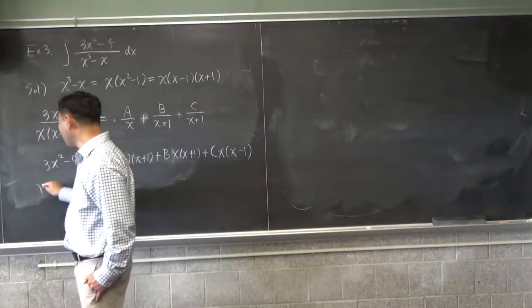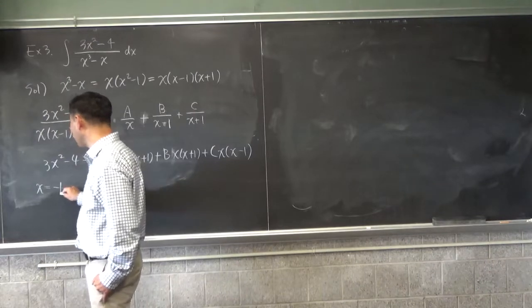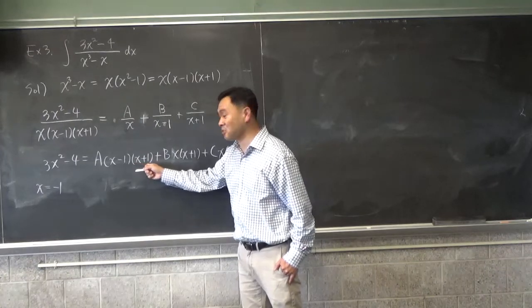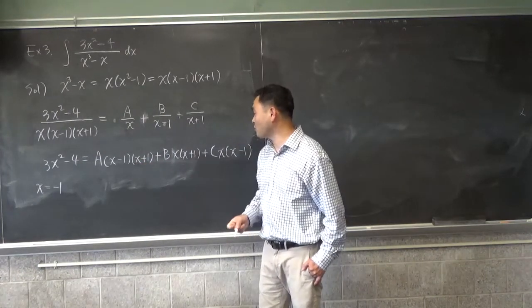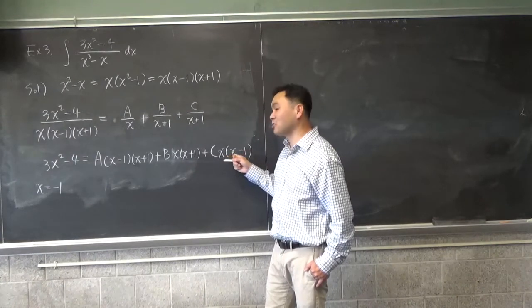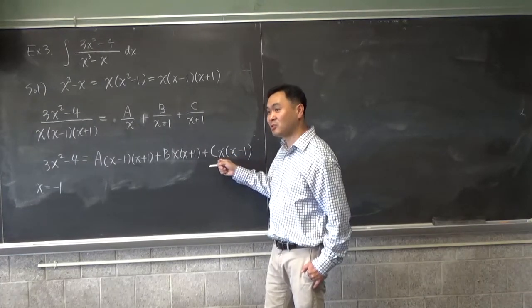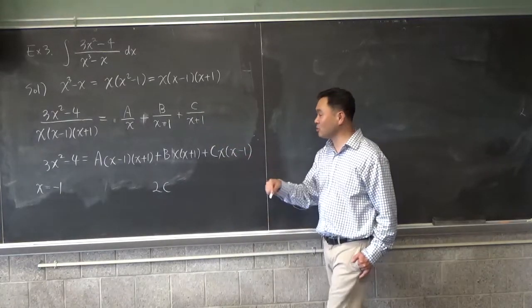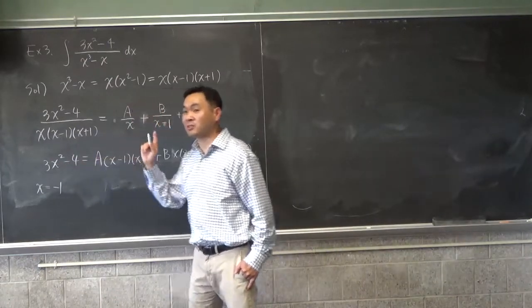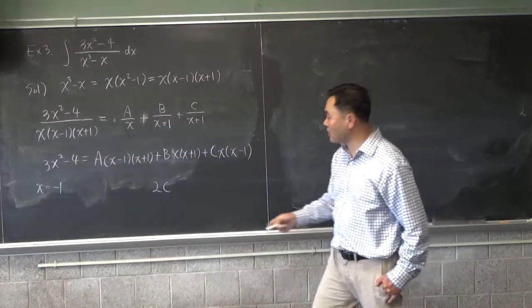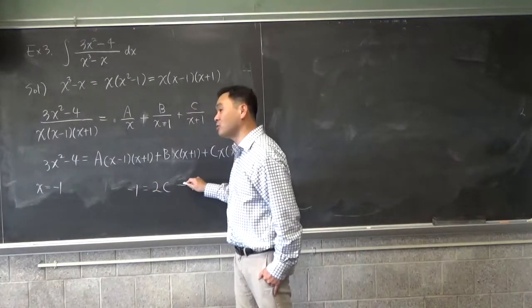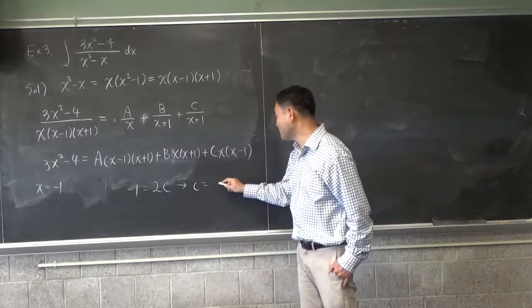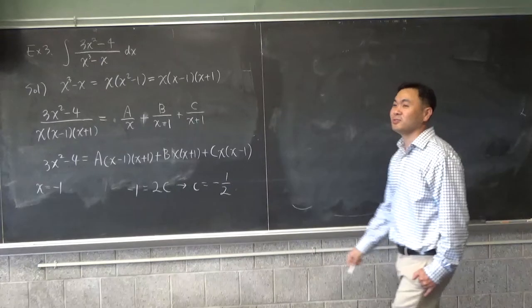So we choose x equals negative 1. We choose negative 1 because when negative 1 is plugged into x plus 1, it's going to be 0. So this is going to go away, this is going to go away, and this will become negative 1 times negative 2, which is positive 2c. So you're going to have 2c on the right. On the left side, negative 1 squared is positive 1. 1 times 3 is 3. 3 minus 4 is negative 1. So you get c equals negative 1/2.